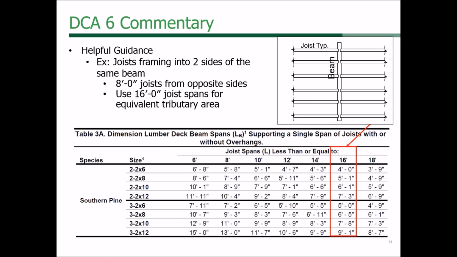The commentary also provides example calculations. We talked earlier about how our beams are only supporting joists from one side, and how we can get around that for certain situations. So it goes into this helpful guidance of saying, look, if you have it from both directions, what you can do is effectively double your joist length and then go into the table with that. So if your joists have an 8-foot span, you'd go into the table with 16 feet, and that would be a conservative way to design your beam.